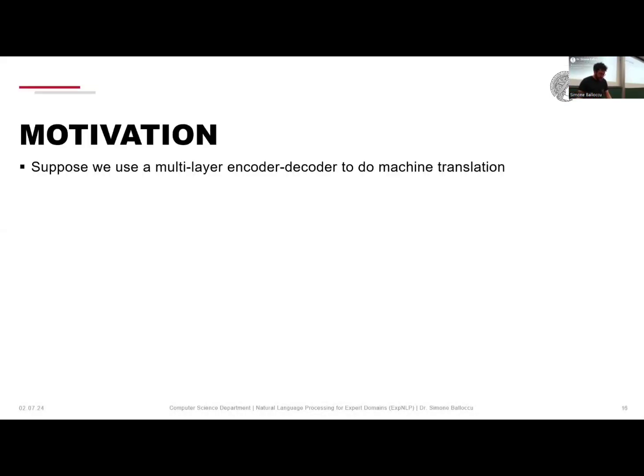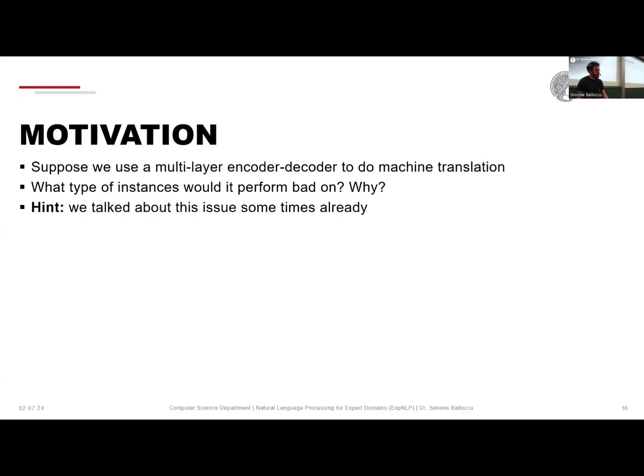Okay, so let's say we use our encoder-decoder with lots of fancy layers, whatever, and we do machine translation. What type of sentences would it perform badly on, and why? Anyone wants to guess? Yes? The longer the sentence, the poorer the state description will be. Exactly. We saw it before, and it's the long sentences.